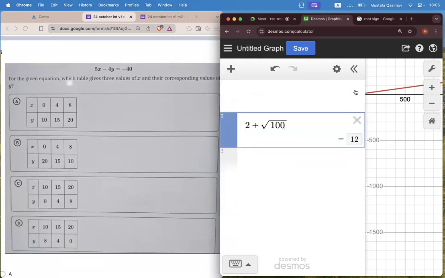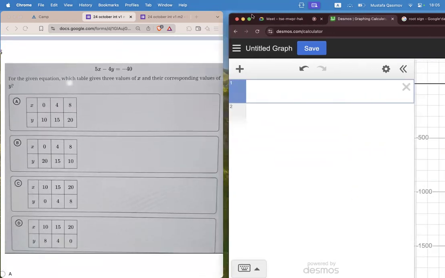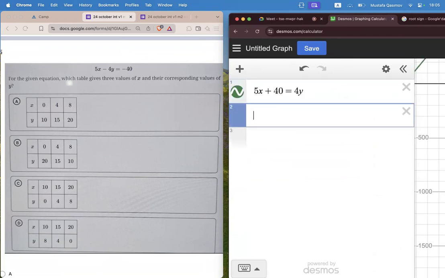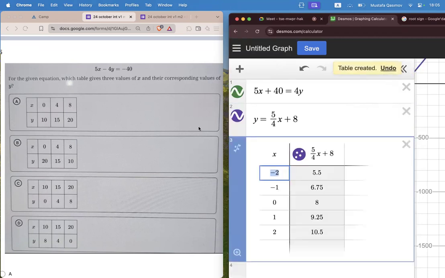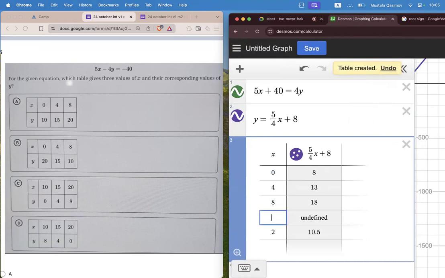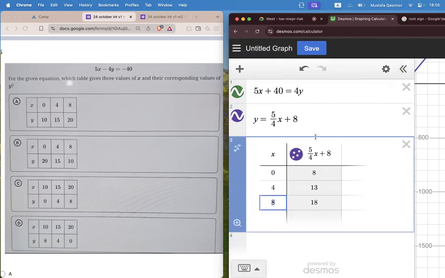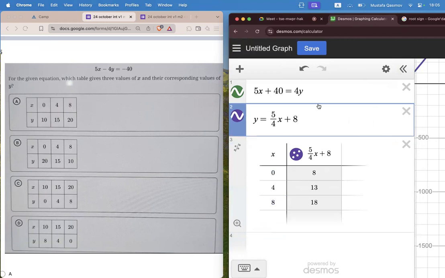This one, we have to write it in the correct form. The correct form is y is equal to kx plus b. So let's write it like that. 5 over 4x plus 8 is equal to y. Then let's create a table. And let's write 0 for 8. Okay, do you have any question until here?